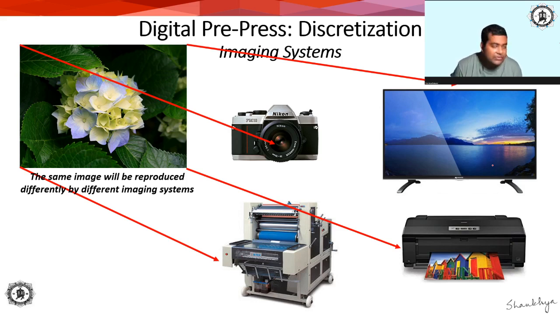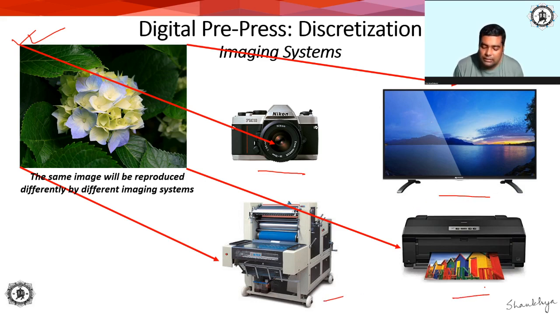Here, the image that you can see on your left, the image with the flower and all the leaves over here, this is the image that you want to reproduce, let us say. Now, you have got a camera, a TV, a digital display, an offset printer and an inkjet printer.